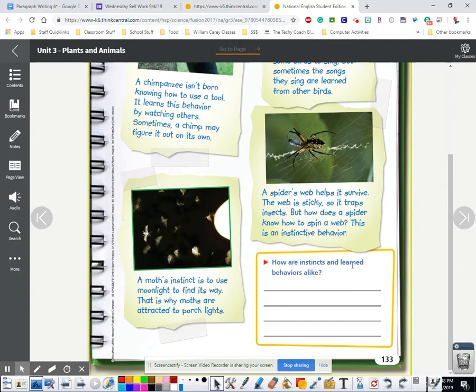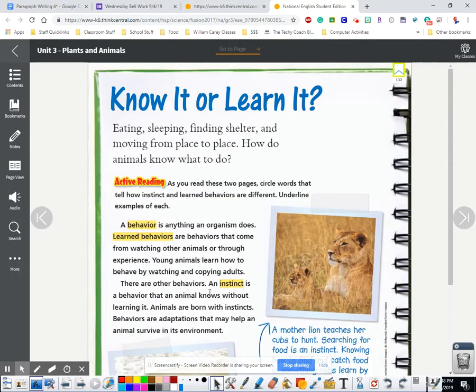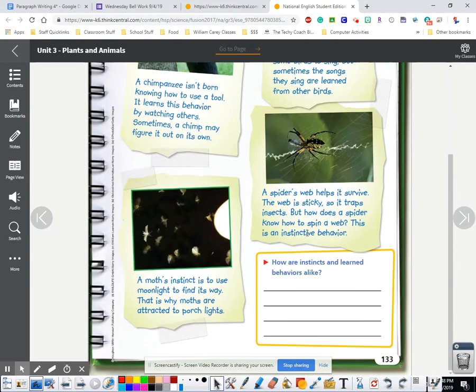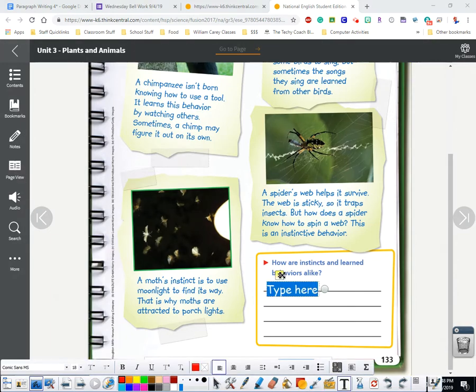So how are instincts and learned behaviors alike? Well, what is an instinct? Remember, an instinct is a behavior the animal knows without learning it. Okay? So an instinct is something they already know, and learned behaviors are learned from somebody else. So they are alike because both help them survive. That's all you need to write right there. Instincts and learned behaviors are alike because they both help the animal survive. I mean, it's as simple as you can put it. Because they could technically be adaptations over time.